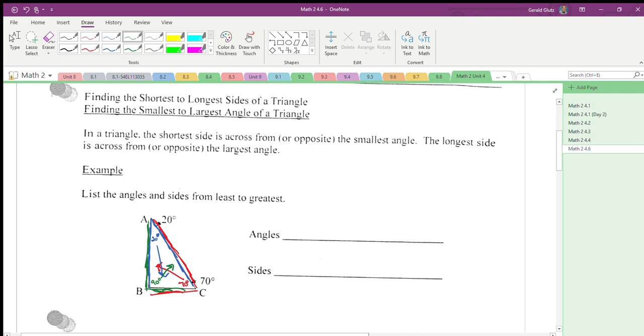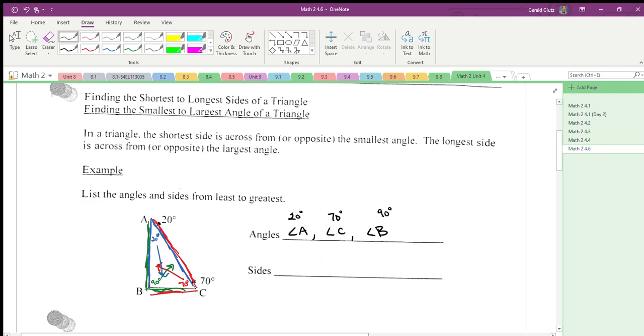So if you look at the triangle, it's pretty easy to see that BC is the shortest side. The reason is that 20 degrees is the smallest angle and 20 degrees is the one that forms side BC. So what they want us to do in the first example here is to list the angles and then the sides from smallest to greatest. So angle A is the smallest angle, angle C is the second smallest angle, and then angle B. So this was 20 degrees, 70 degrees, and 90.